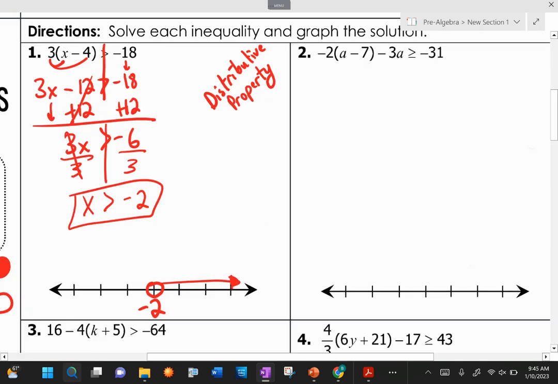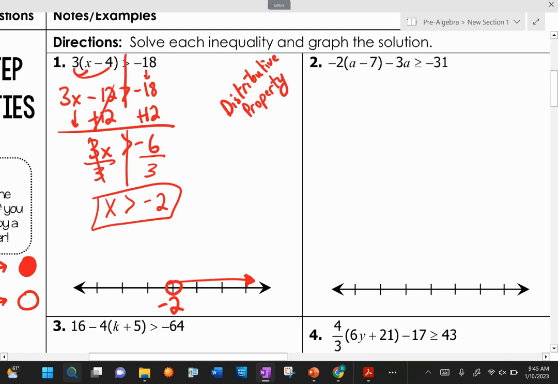Number 2 with your table partner. Please do number 2.